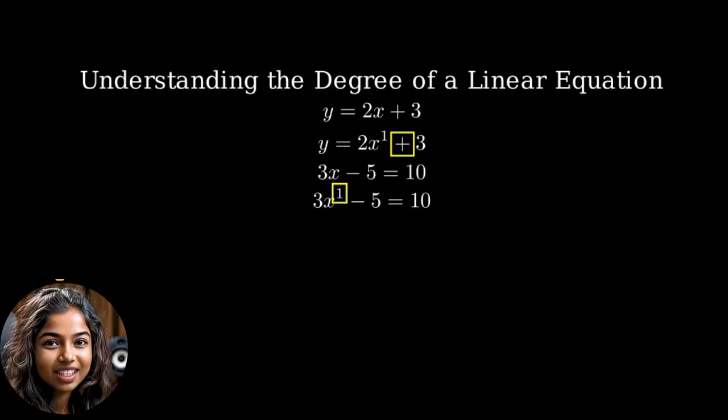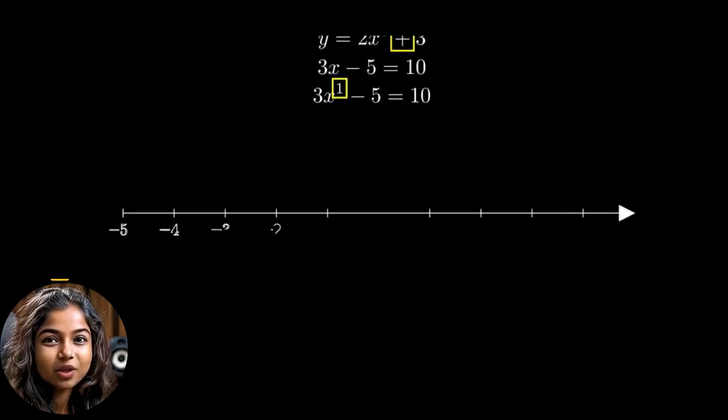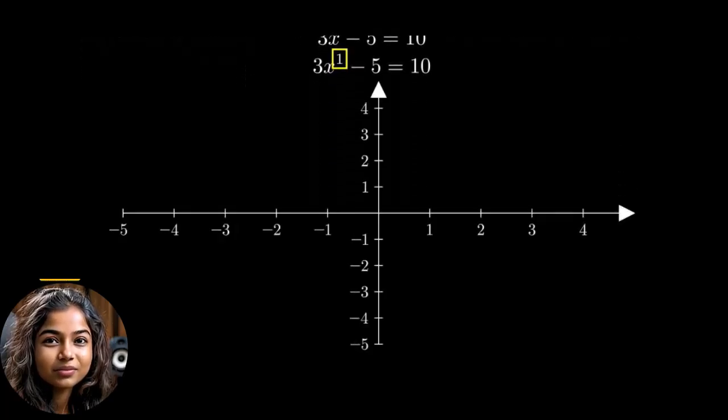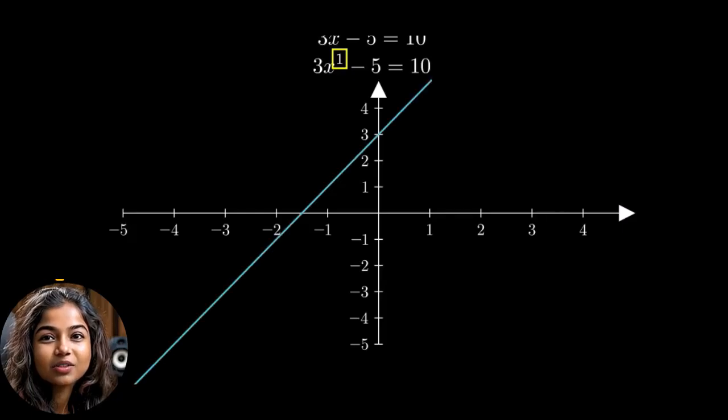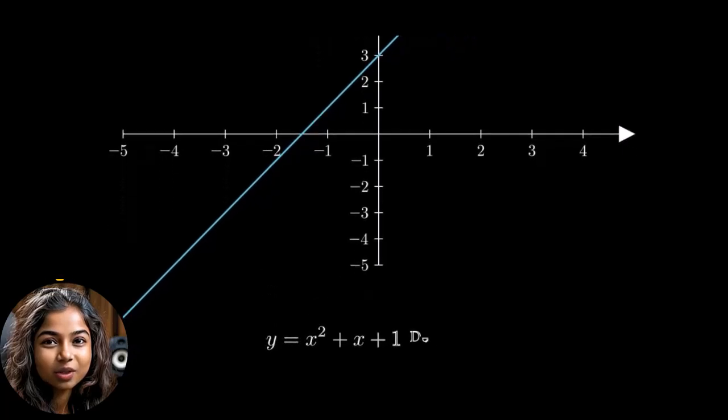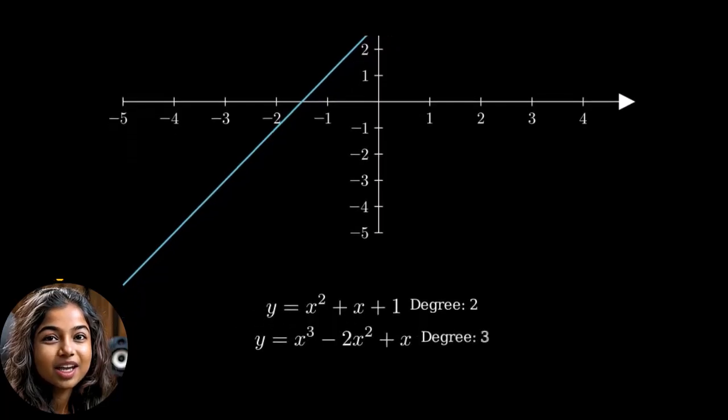Let's visualize what makes an equation linear. When we graph a linear equation, it always forms a straight line. This is because the highest power of the variable is 1. To better understand why linear equations always have degree 1, let's compare them with other types of equations. Here's a quadratic equation which has degree 2, y equals x squared plus x plus 1. And here's a cubic equation which has degree 3, y equals x cubed minus 2x squared plus x.